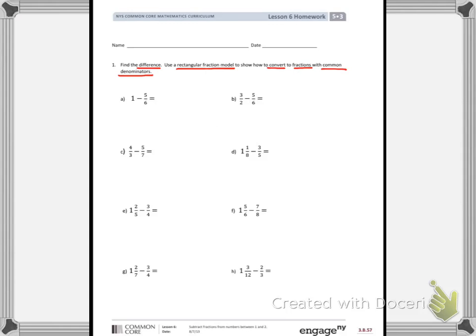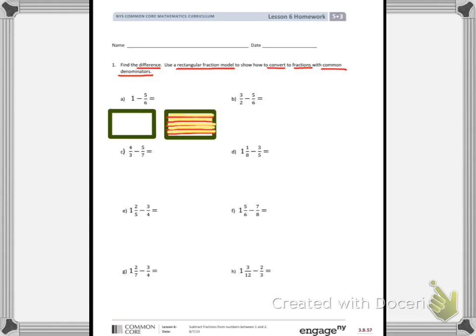So we're going to go ahead with the 1, and we're going to make it out of 1, minus the 5/6. So I'm going to go ahead and break up the 5/6 first. I'm going to break it up with 1, 2, 3, 4, 5, and the last one will be 6. And I'm going to shade in 5 pieces of the 6. So there's 1 piece, 2, 3, 4, and we shaded in 5 pieces out of 6.